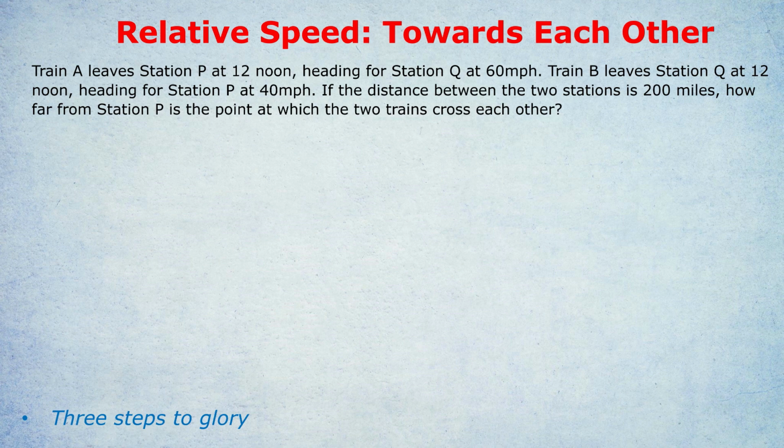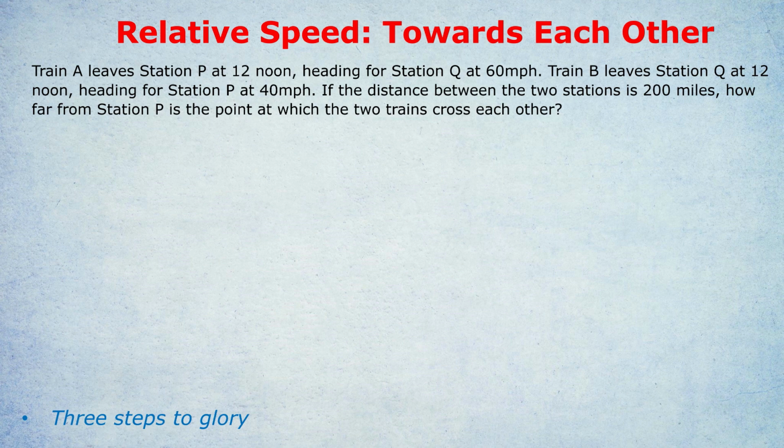Train A leaves station P at 12 noon, heading for station Q at 60 miles an hour. Train B leaves station Q at 12 noon, heading for station P at 40 miles an hour. So you can draw a diagram if you want, but they're heading towards each other. One going at 60, one going at 40, both leaving at noon. If the distance between the two stations is 200 miles, how far from station P is the point at which the two trains cross each other?